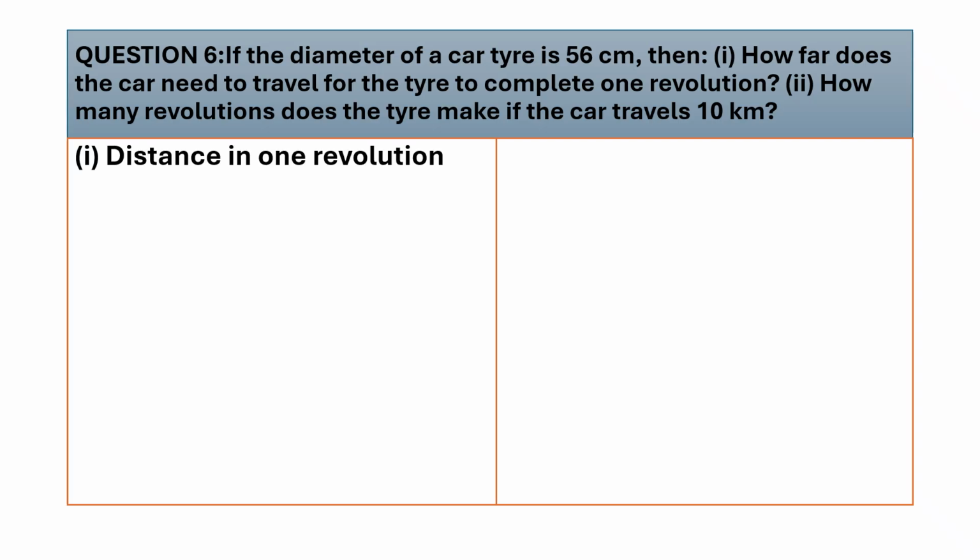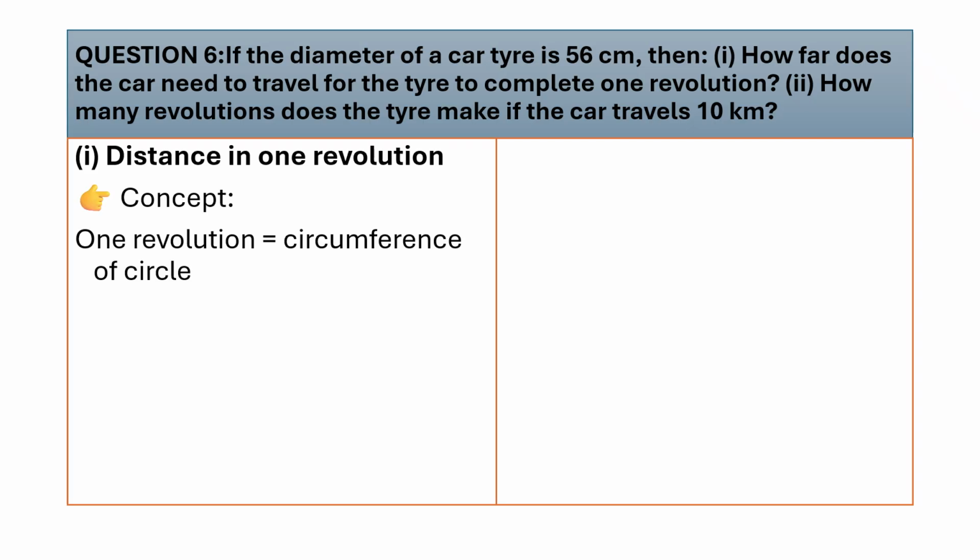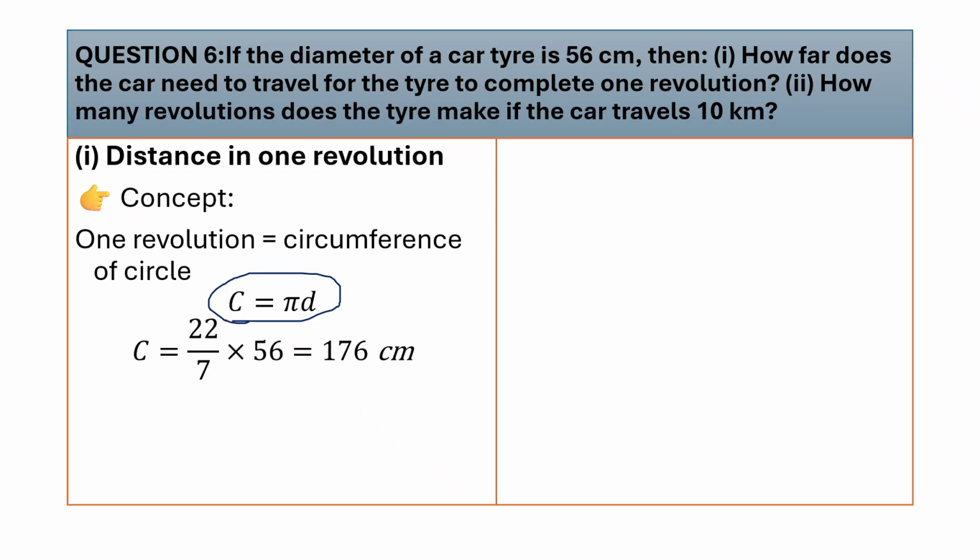Now let's understand question number 6, part 1. Distance in one revolution. Now in one revolution, when we talk about, children, here we are talking about the car tire. That means one complete circle, or one revolution, will be the circumference of a circle. So what formula do we use here? We use the formula pi into d. Now, what is d here? d is the diameter, that is the diameter of the car tire given, 56 centimeter.